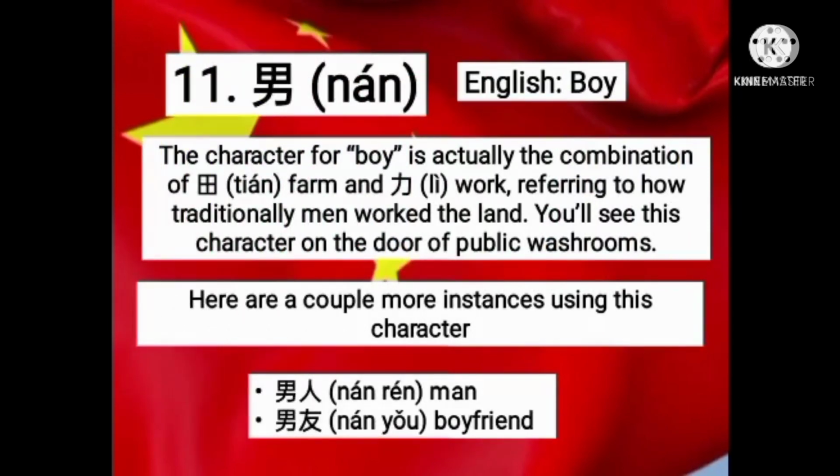Number 11 is Nan, which means boy. The character for boy is actually the combination of Tian, which means farm, and Li, which means work, referring to how traditionally men work the land. You'll see this character on the door of public washrooms. Here are a couple more instances using these characters. Nan Ren, which means man. Nan You means boyfriend.